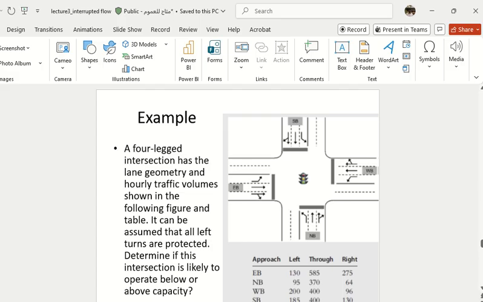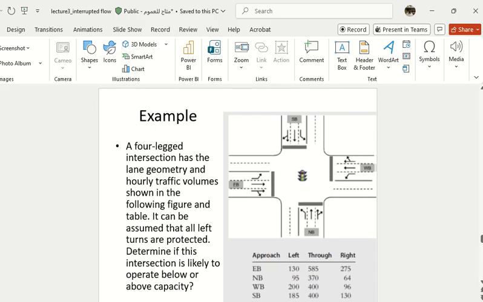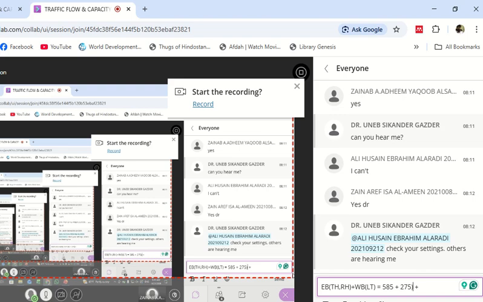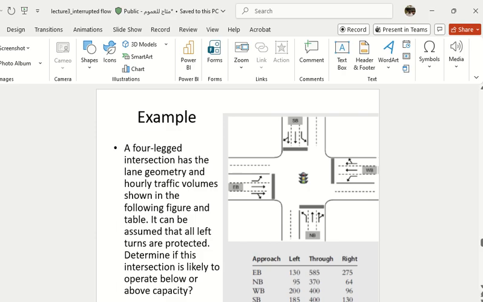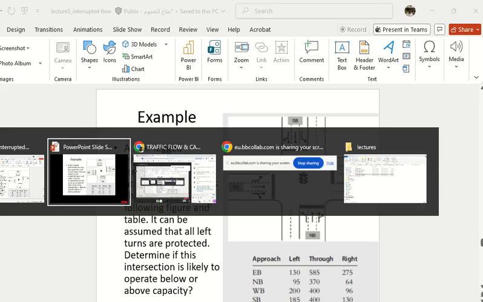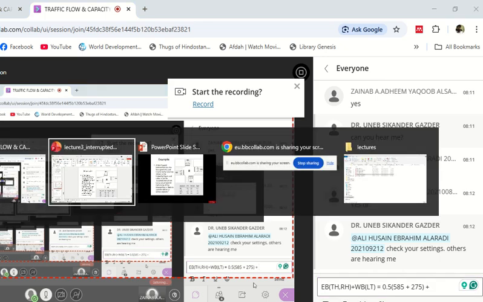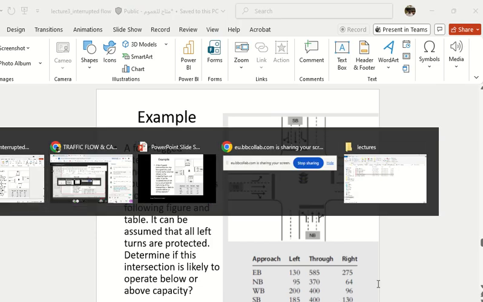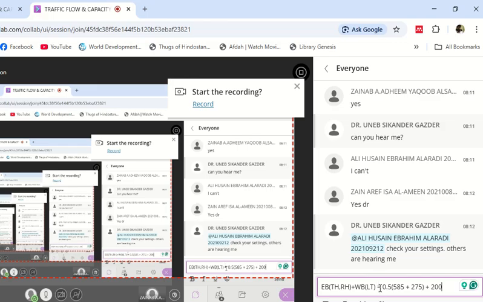Yeah, okay, so this one will be taken as half, and this one will be taken as full, whereas the westbound one. Why is this one taken as half?